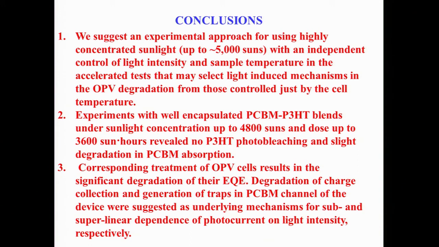And our message for measurements: today it's under discussion how to measure correctly external quantum efficiency at short circuit current. Our message to the community is that you should be very careful about it. It's not only sublinear behavior, it can be superlinear behavior, and it's strongly dependent on the stage of degradation and on different materials. And thank you very much for your attention.